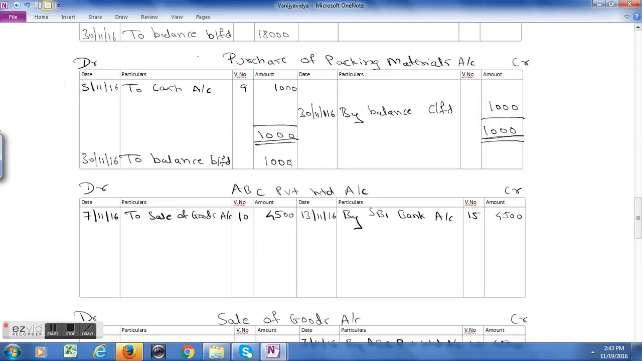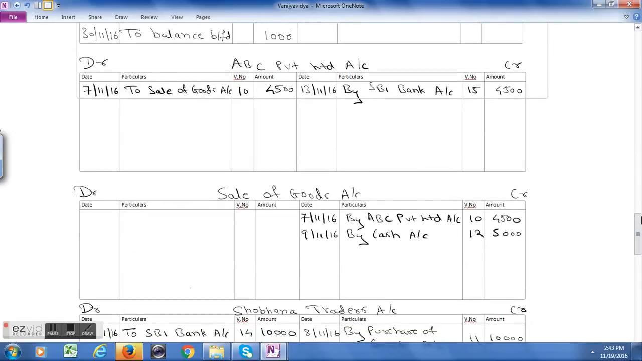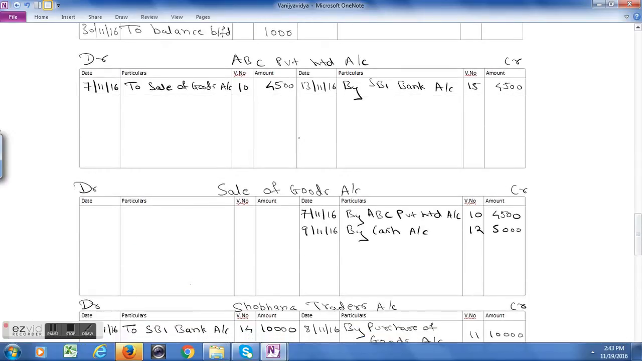Okay, then next account is ABC Private Limited account. Okay, if you see the total of debit side is 4,500, total of credit side is also 4,500, so there is no balance which has to be carried forward. Okay, so the balance is nil. Okay, you need not write anything.